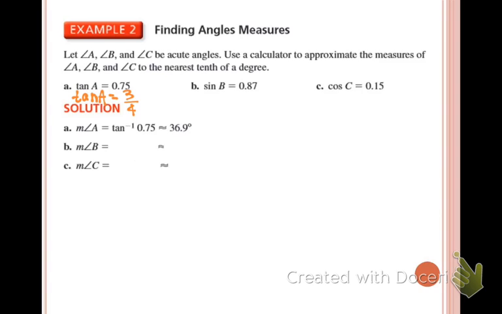For letter B, we're solving for angle B. Sine of B equals 0.87. So what is the opposite of sine? Sine to the -1, the inverse. So sine to the -1 of 0.87 is what you're going to type in. I would make sure you're writing down what you're doing so you remember later what you typed in. That's why I have it on the screen. 60.5. Do we all get 60.5?